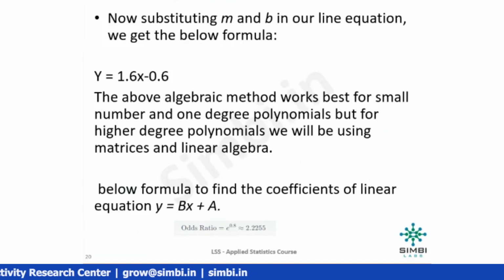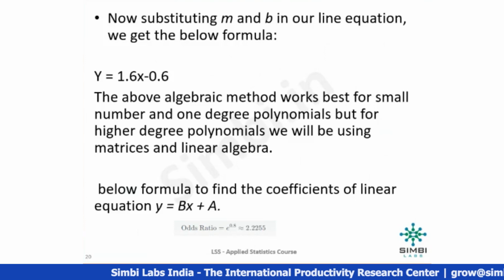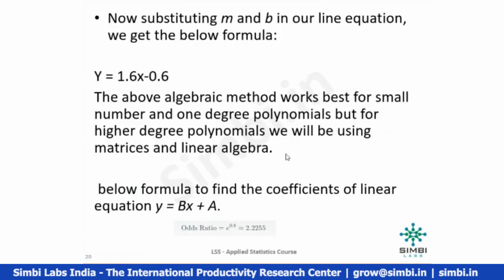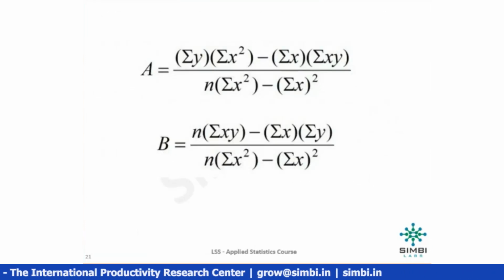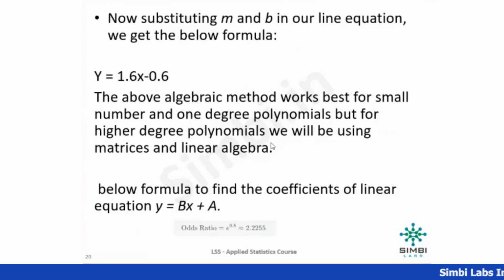So this method works great when we have 2 points, because we know we can draw a straight line passing through them, but we cannot assure the same when we have more than 2 data points. So here we can use this formula to find the coefficients of the linear equation y equals bx plus a.